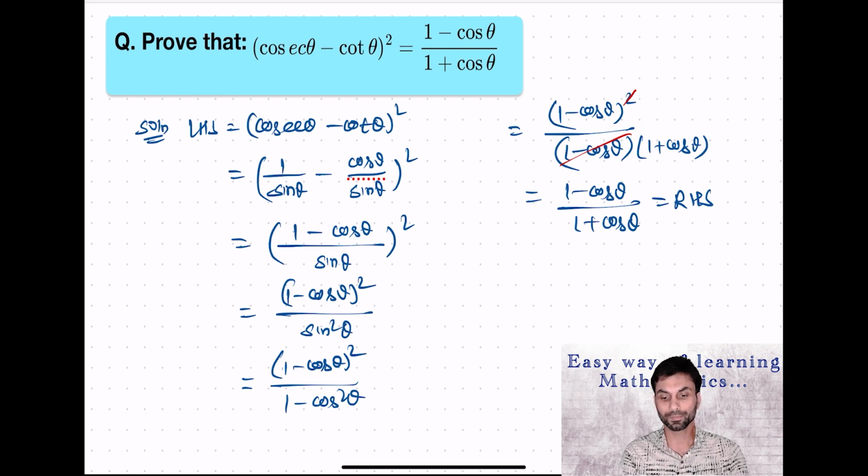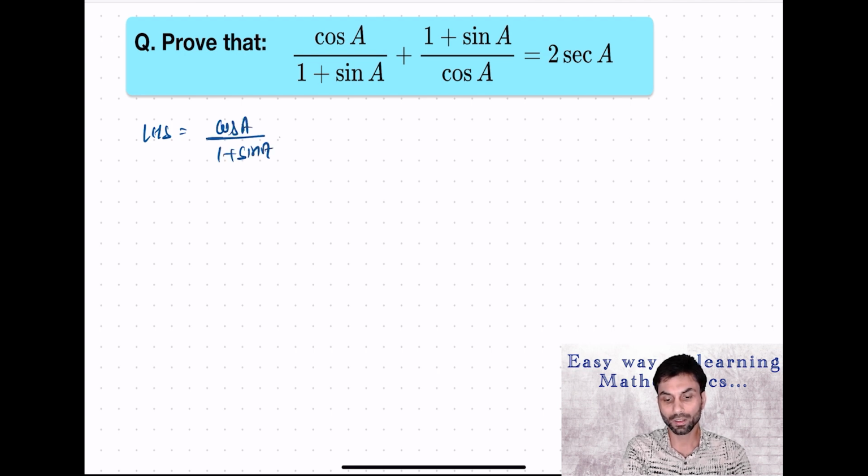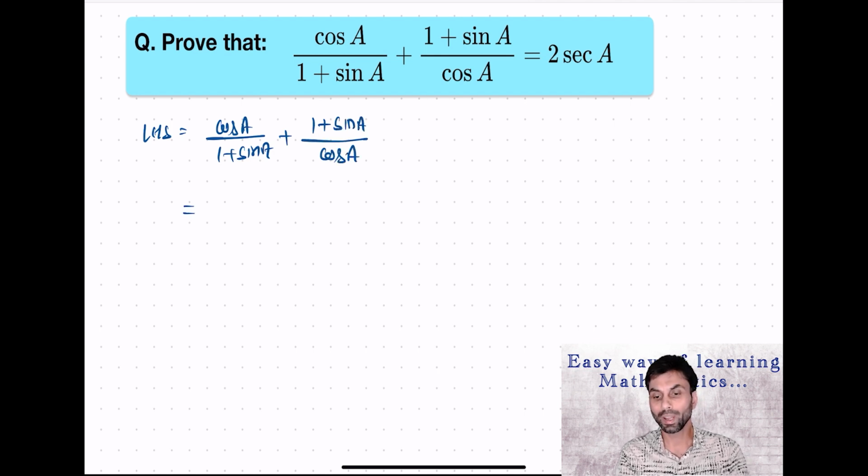Moving to the next question, we have to prove that cos A upon 1 plus sin A plus 1 plus sin A upon cos A equals 2 times sec A. Let's start with LHS, which is cos A upon 1 plus sin A plus 1 plus sin A upon cos A. Now we have to prove the RHS in terms of sec A, and sec A is a reciprocal of cos A. So we'll take LCM of 1 plus sin A and cos A, which will be (1 plus sin A) into cos A.